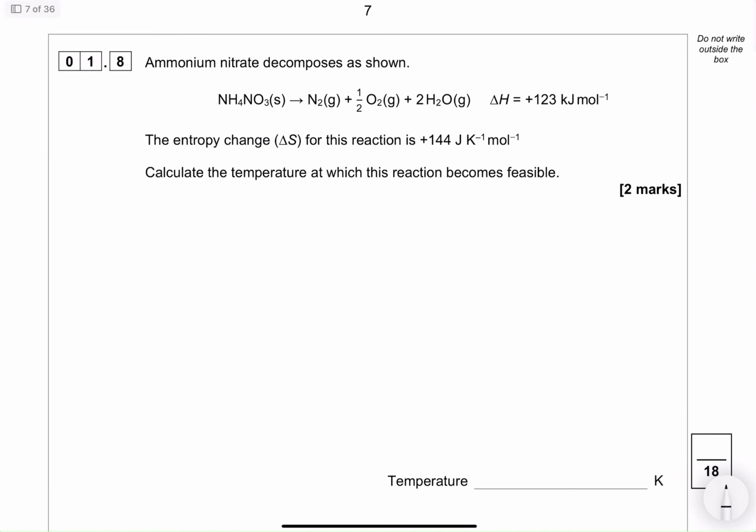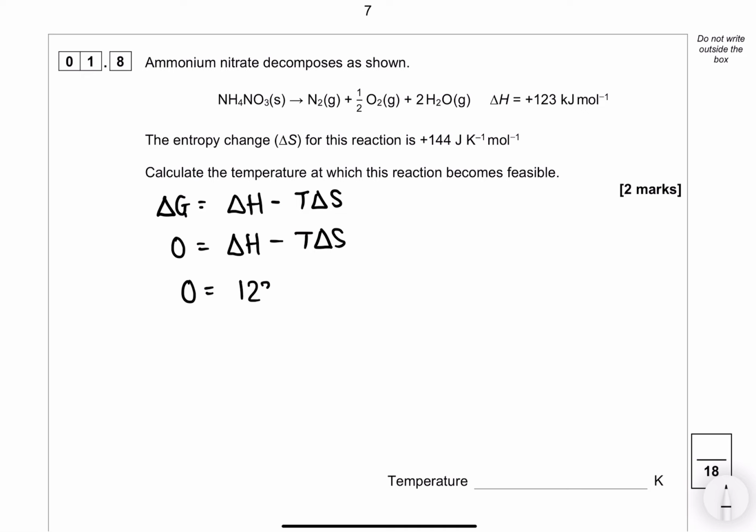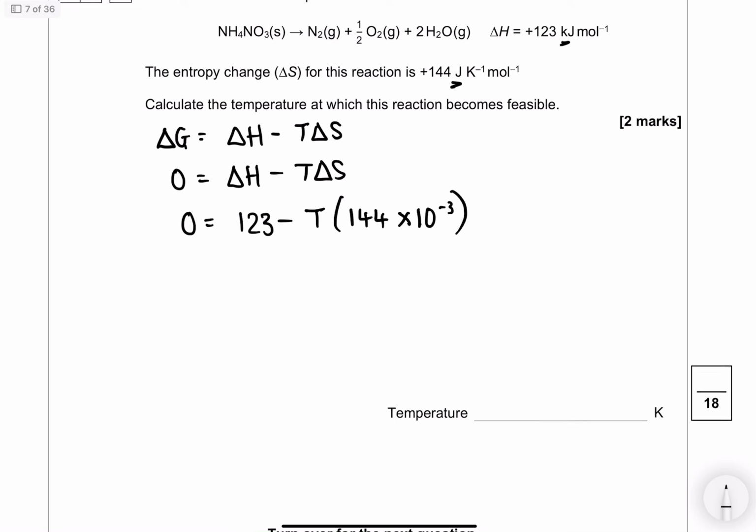Ammonium nitrate decomposes as shown. The entropy change for this reaction is 144. Calculate the temperature at which it becomes feasible. So it's going to become feasible at that flipping point. It's not feasible when delta G is positive, and it is feasible when delta G is negative. So if we set delta G to 0, that would be the point at which it becomes feasible. So 0 equals 123 minus a temperature times 144. But remember to convert these units. They're not the same, so we need to convert.